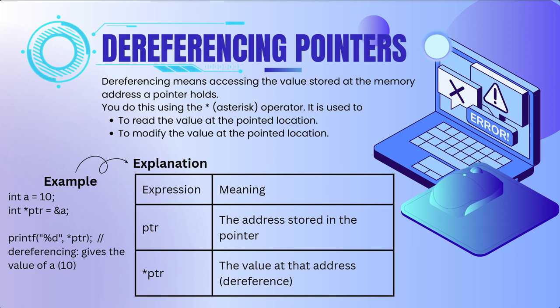So the example is int a equals 10, pointer ptr equals address of a. printf %d *ptr. Dereferencing gives a value of 10. Okay, we give *ptr, and it gives a value of 10. So the explanation is ptr stores the address that is stored in the pointer, and *ptr is the value at that address. That is called dereferencing. Okay, I hope you understand it.